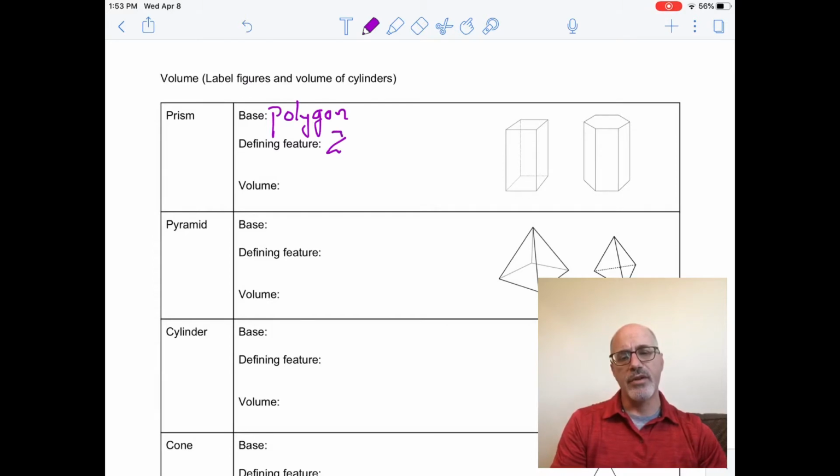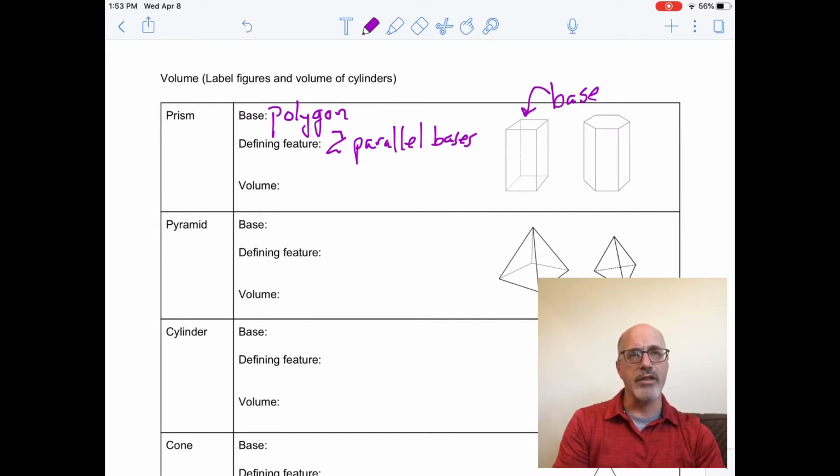So we have those two bases, the parallel bases, on the top and the bottom of the figure. In this case, the polygon on the top and the bottom in the first one is a square on the top and also a square on the bottom. The second one has a hexagon on the top and a hexagon also on the bottom. So those are the parallel bases that define it as being a prism.